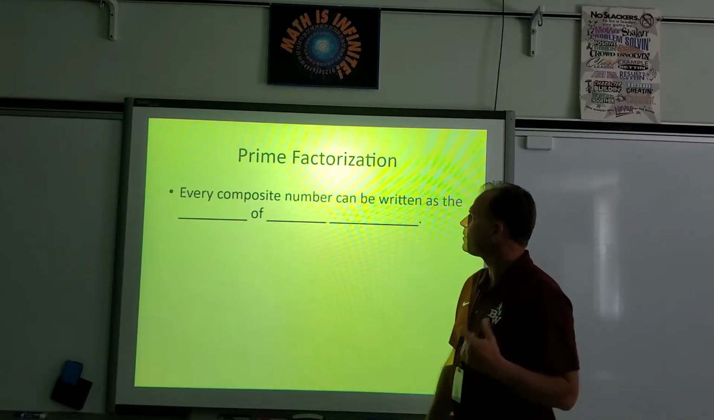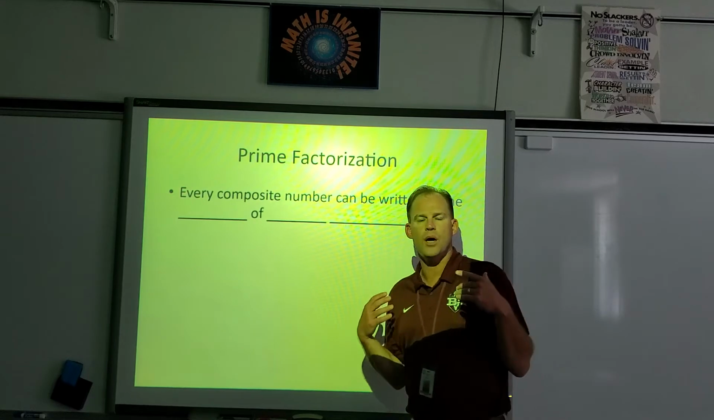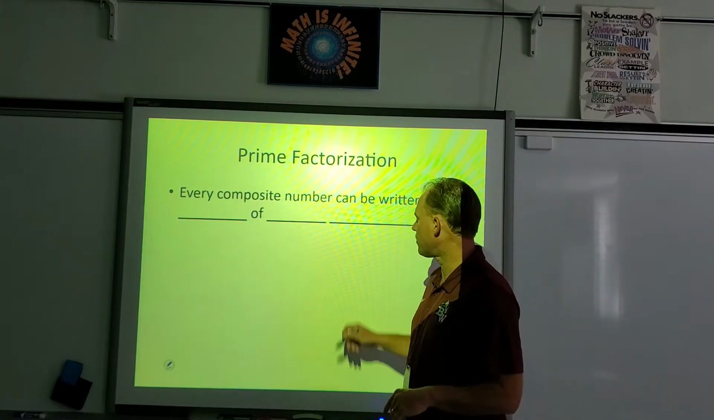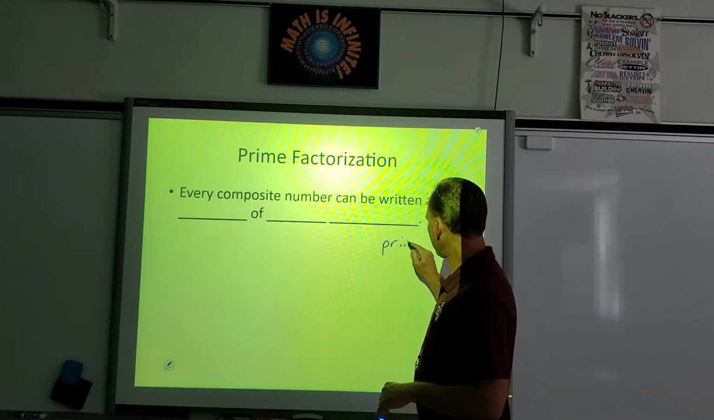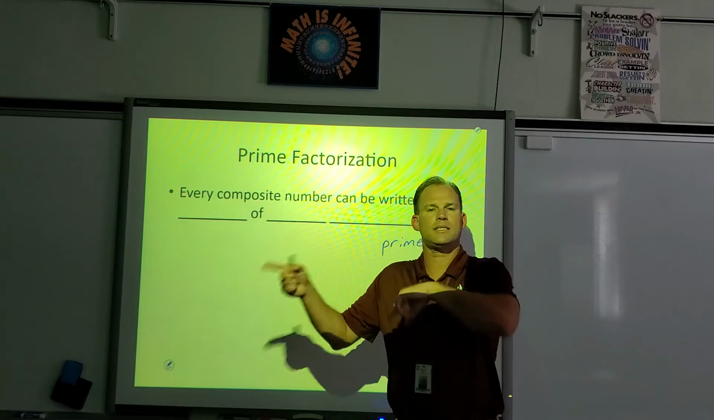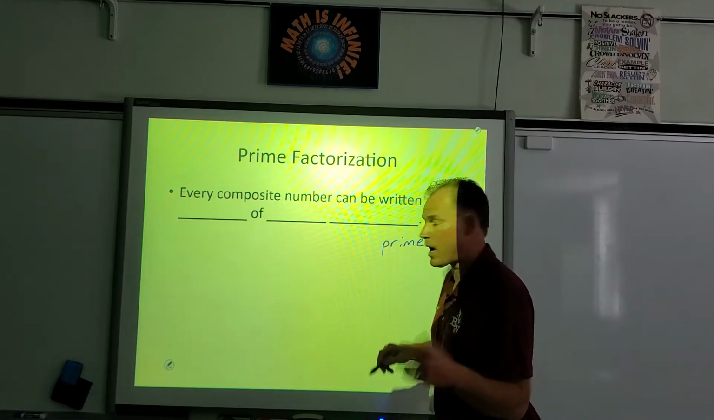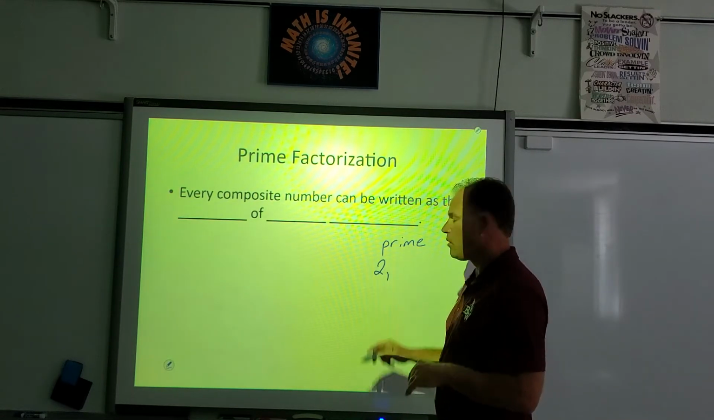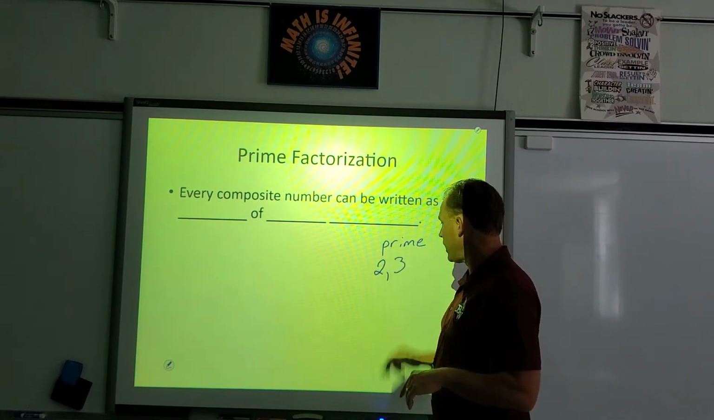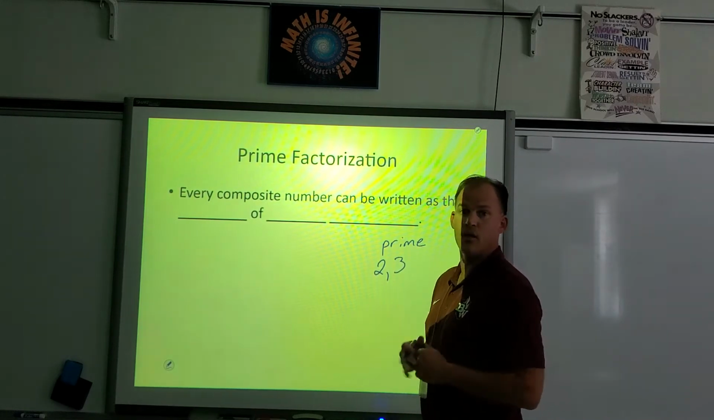Well, every composite number, so there are numbers that are prime and numbers that are composite. A prime number can only be divisible by 1 and itself. That's it. So prime numbers are 2, because it can only be written as 2 times 1, and 3, 3 times 1. Nothing else goes into 3.